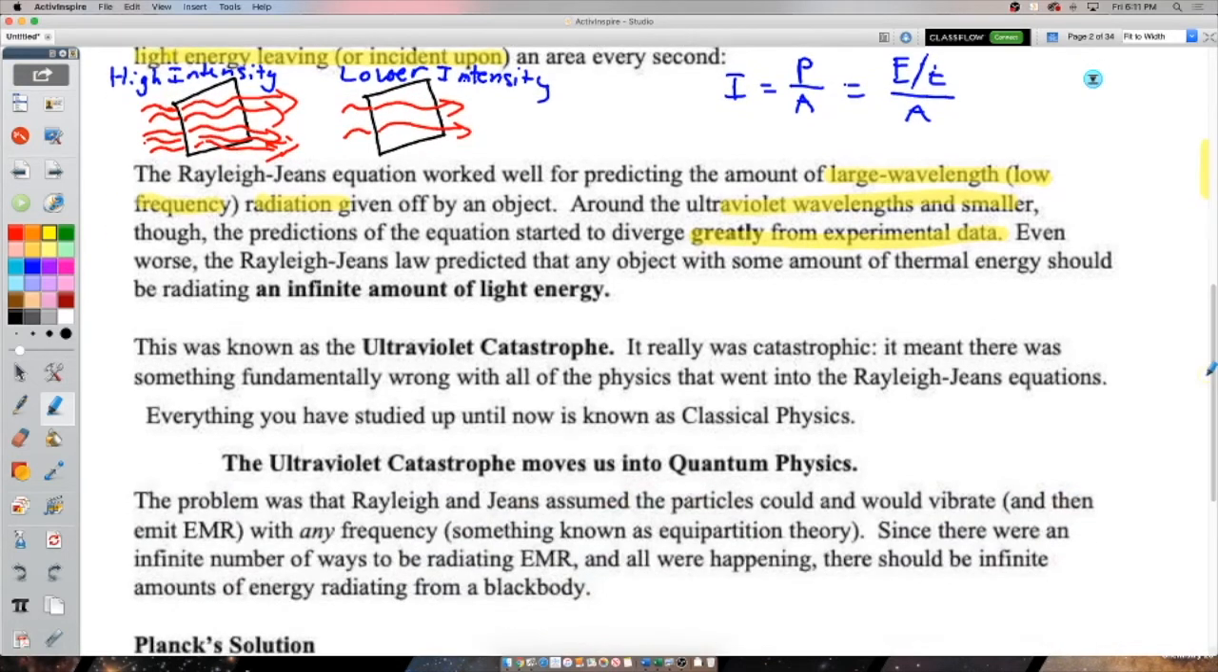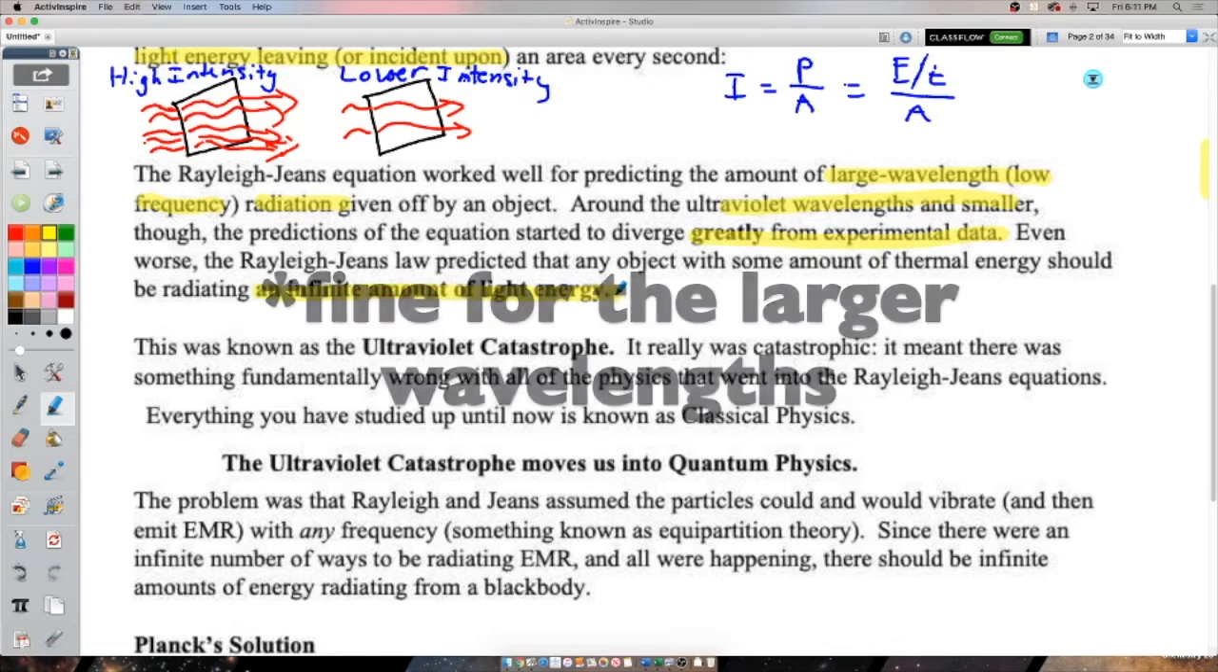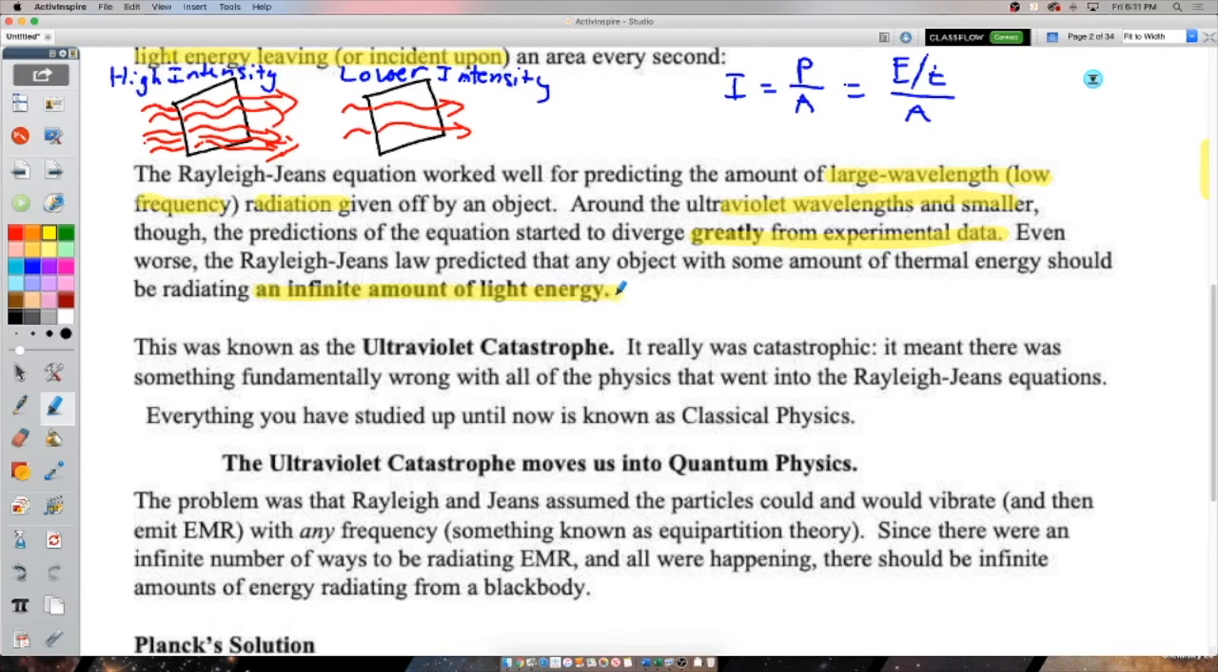Even worse, it predicted that any object with some amount of thermal energy should be radiating an infinite amount of light energy. In other words, anything that's not at absolute zero would fill the universe with huge bursts of gamma rays, and you making your toast in the morning would incinerate the observable universe, right? Obviously, that doesn't happen. Something is very wrong. We called it the ultraviolet catastrophe because those are the wavelengths where it started to really mess up. It was fine for the lower wavelengths, but once you hit UV, something went wrong. And it really was a catastrophe, okay? It meant there was something fundamentally wrong with all of the physics that went into the Rayleigh-Jeans equations.